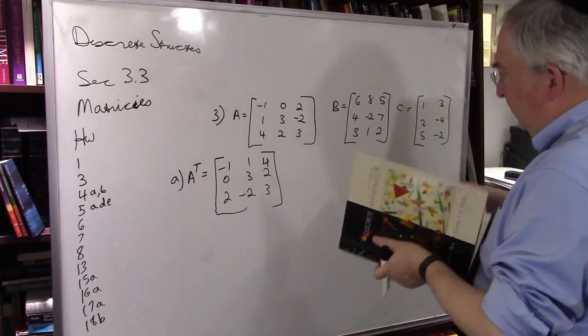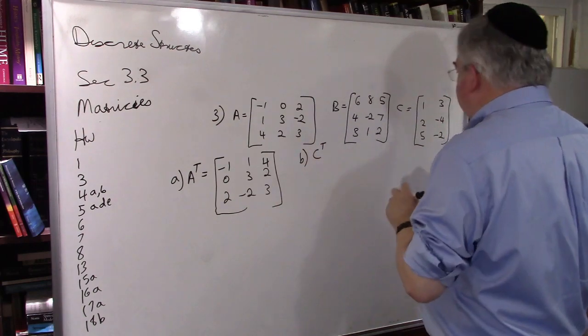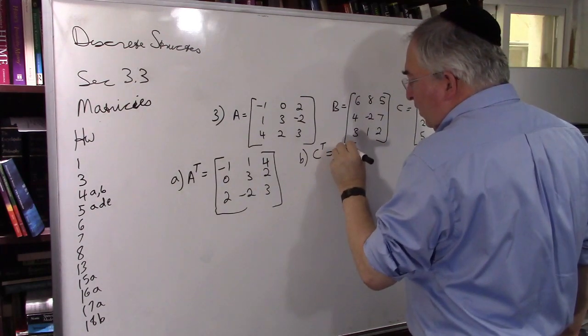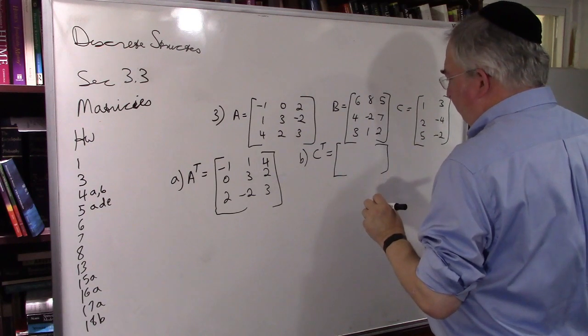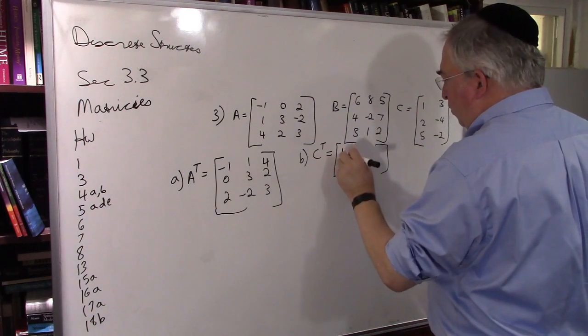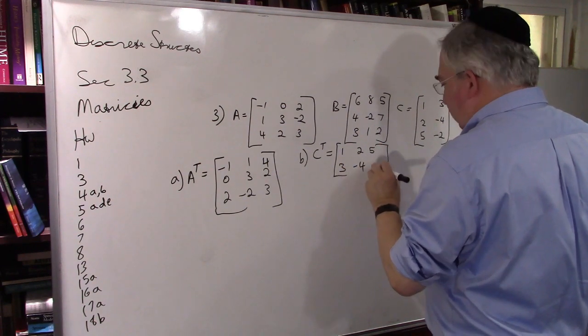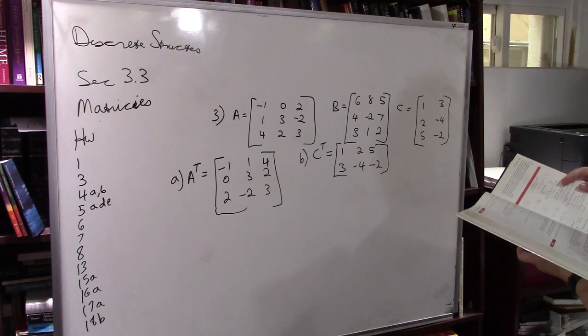Next, C transpose. So B is C transpose. C is a 3 by 2 matrix. This is going to be a 2 by 3 matrix. And let's do it. So it's going to be 1, 2, 5, 3, minus 4, minus 2. Okay, great.